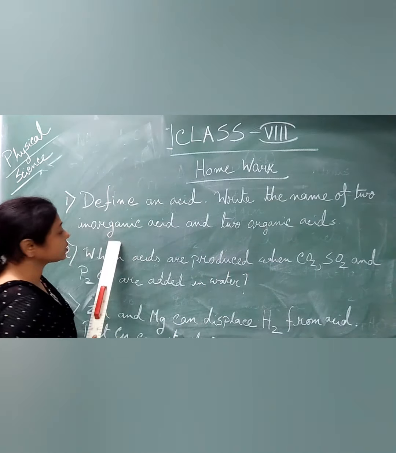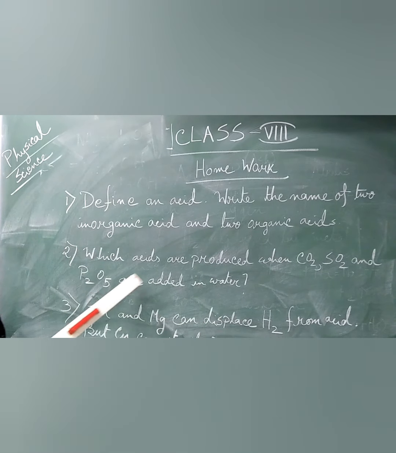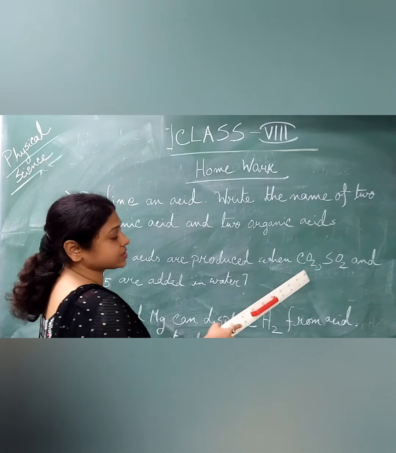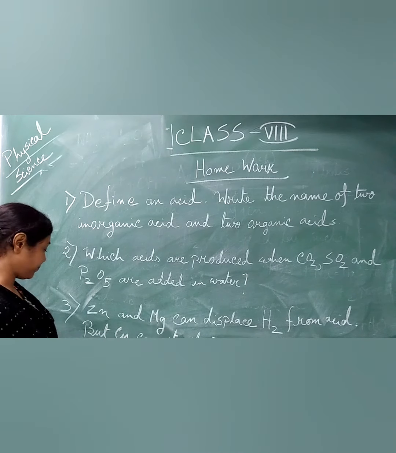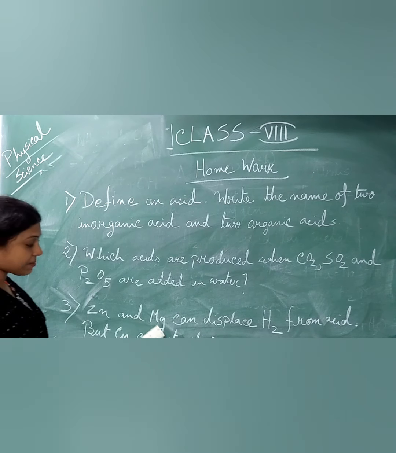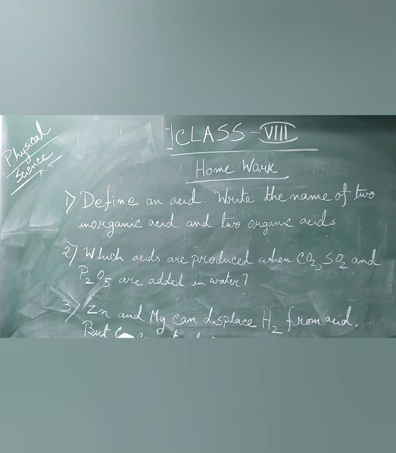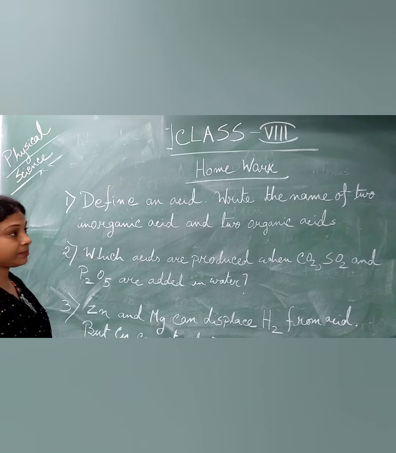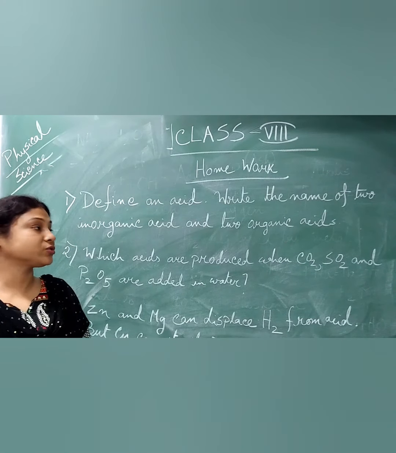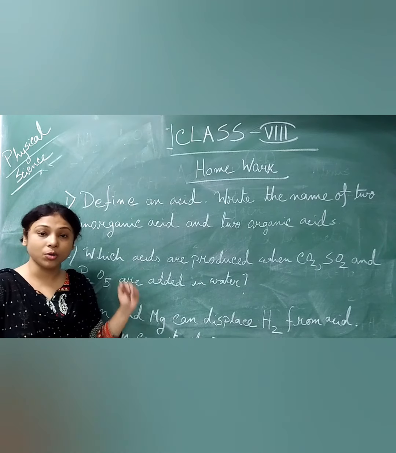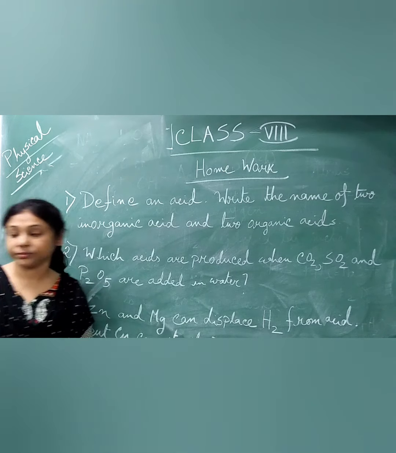Homework question number 1: the name of two inorganic acids and two organic acids. Number 2: Which acids are produced when CO2, SO2 and P2O5 are added in water? Number 3: Zinc and magnesium can displace hydrogen from acid, but copper cannot. Why? I am giving more homework, but before that I want to say that all the homework students will do in your worksheet copy.